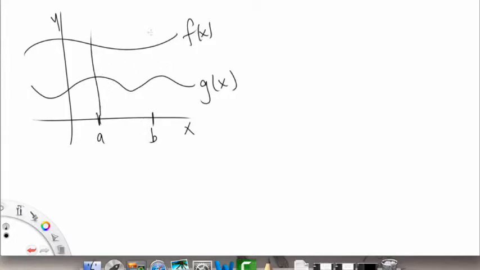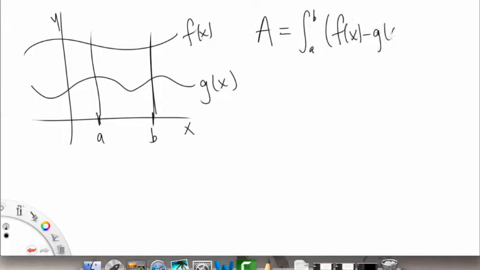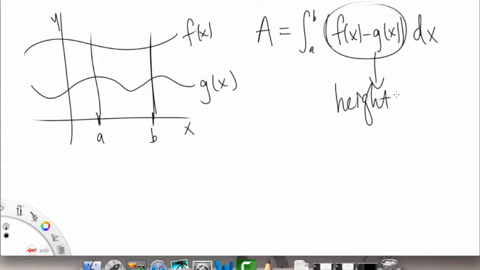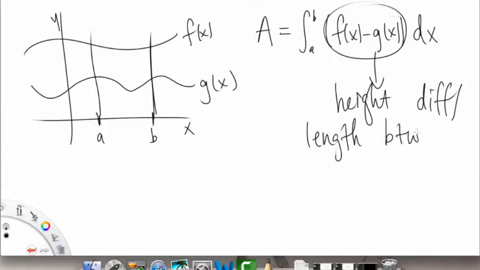So in finding the area between these curves, we have derived the formula that area is equal to the integral from a to b of f of x minus g of x dx. What I want to say is that this gives us the height difference, or length, between the two curves, f and g.